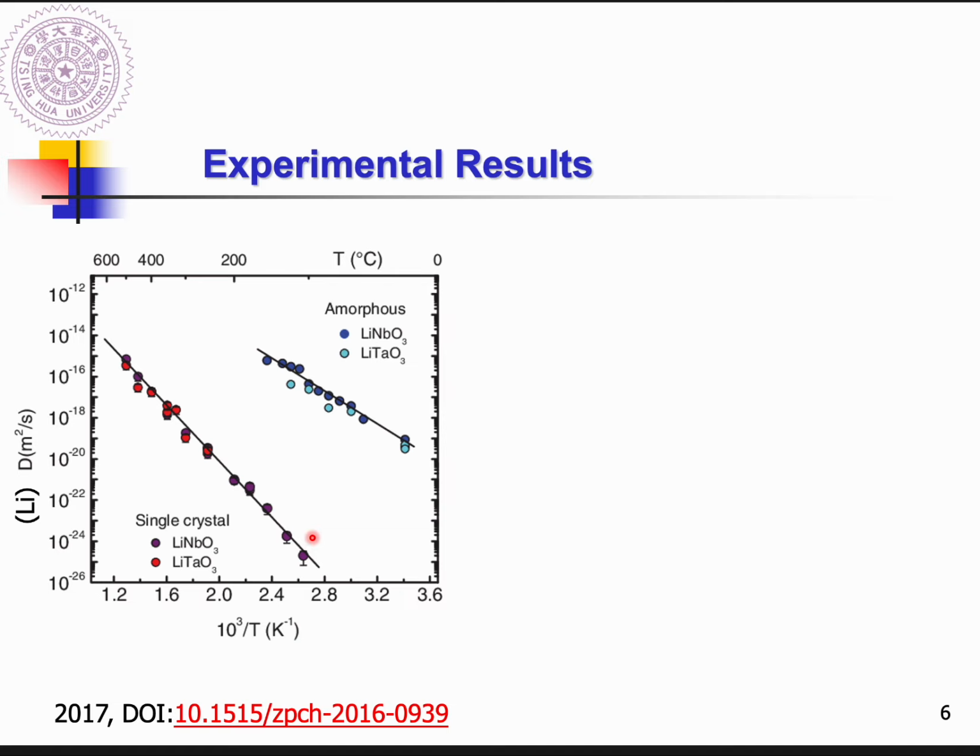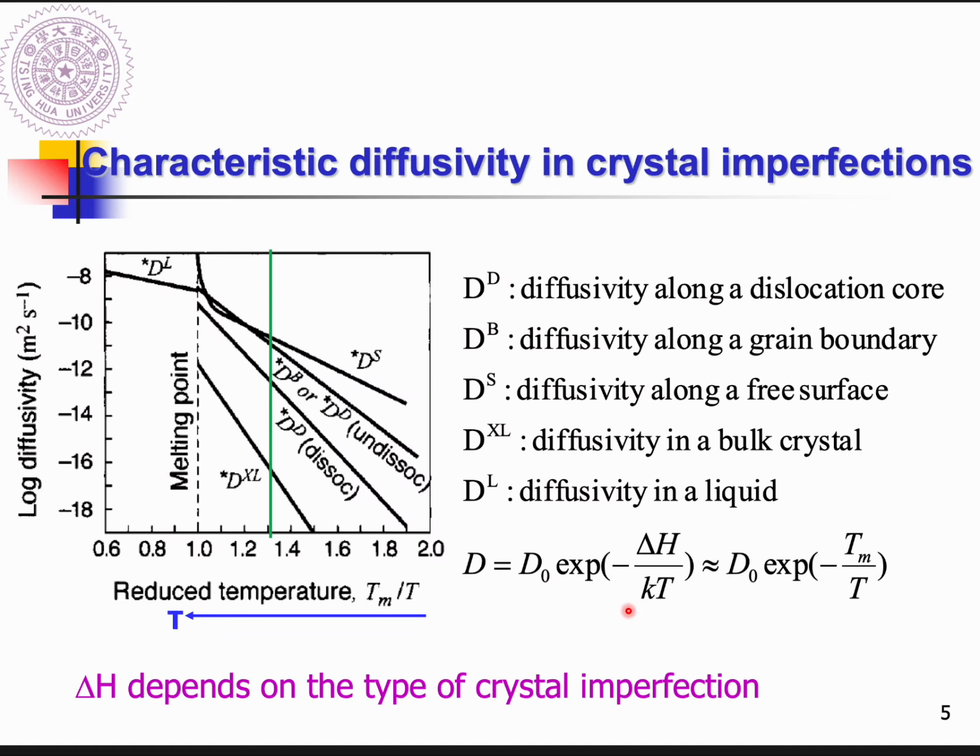Based on this data, you can find that no matter which material, the diffusivity of the lithium in the single crystalline one is slower than that in the amorphous one at a specific temperature. Okay, and also based on the slope, I believe you can fit the activation energy, right? Because the slope will be equal to negative activation enthalpy divided by k, right?